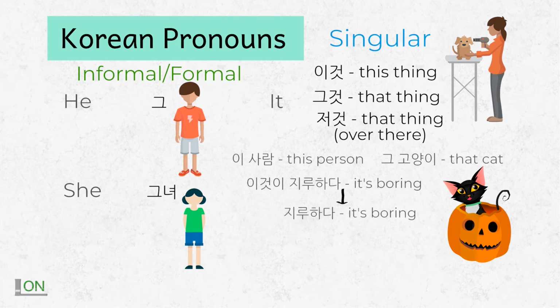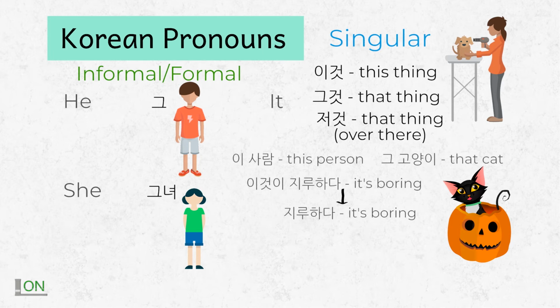For example, you're watching a movie and you say 지루하다. Your friend next to you already understands that you're looking at the movie, and you say 지루하다, it's boring, so of course he or she understands that the movie is boring. So it's pretty understandable from the context.